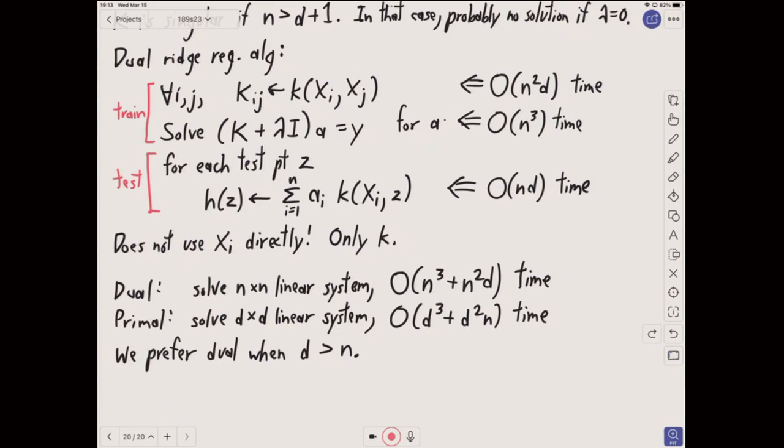All right, sorry, I still haven't actually gotten to the kernel trick yet. It takes a long time to set the stage. But are there any questions so far?